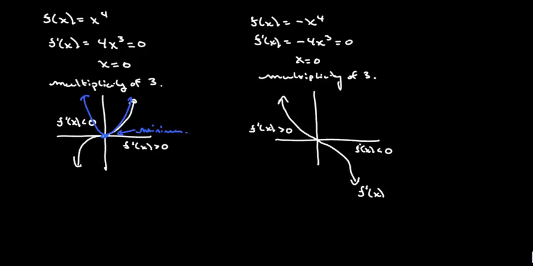Now, I'll put in blue, the original function must be increasing on this range. So we must be going up, and then it must be decreasing on that range. And so therefore we've got a maximum here.